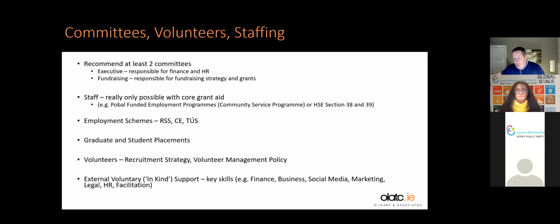Try to get as many people as you can involved, but again, make sure there's very, very good policies in place in relation to the way they operate and the way they're managed as well. Very important. As I said, with the voluntary external support, use volunteers as well to provide in-kind support.